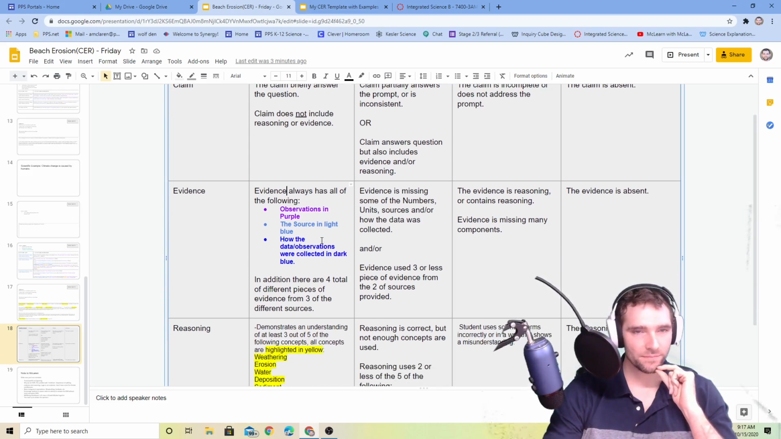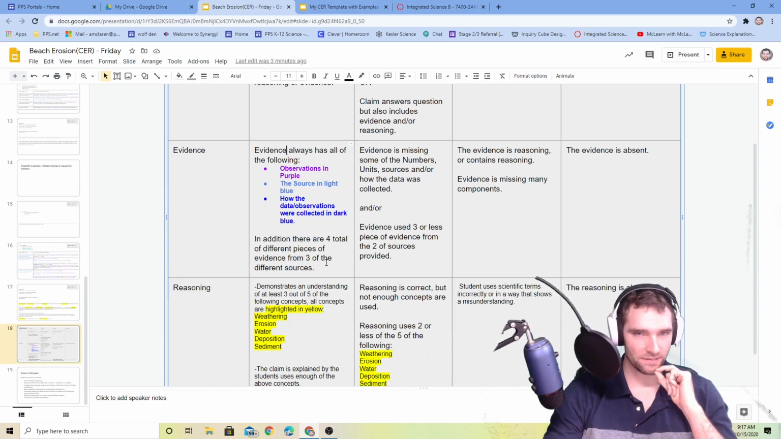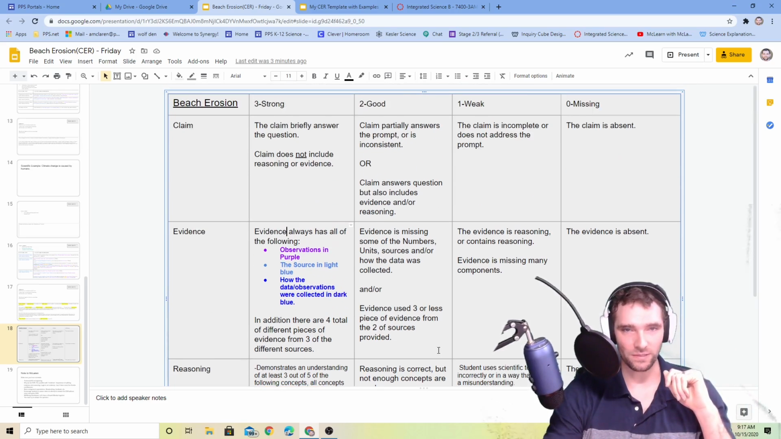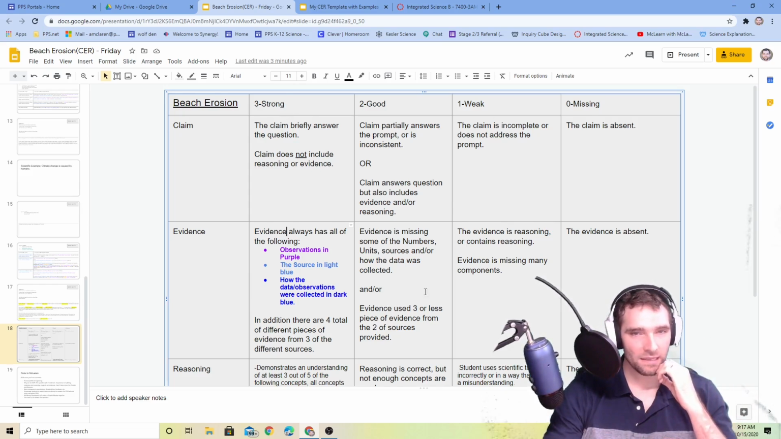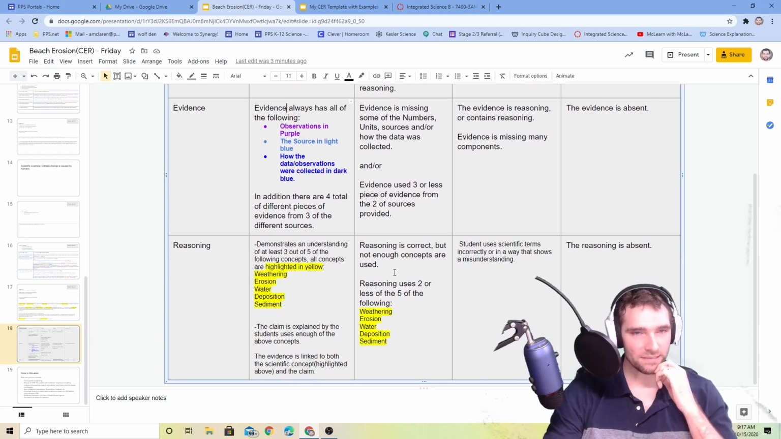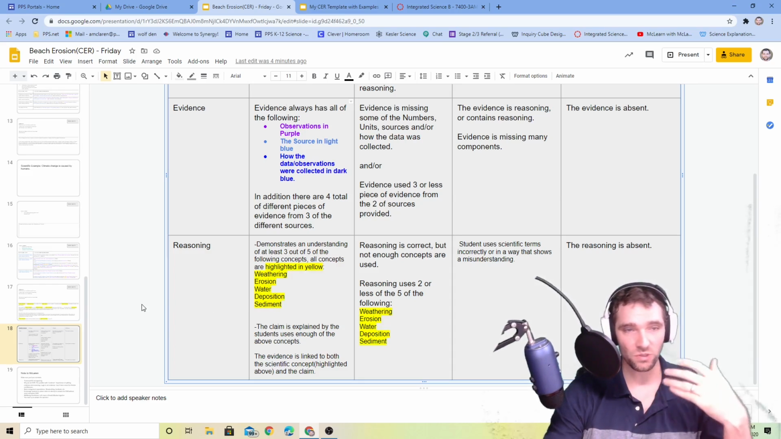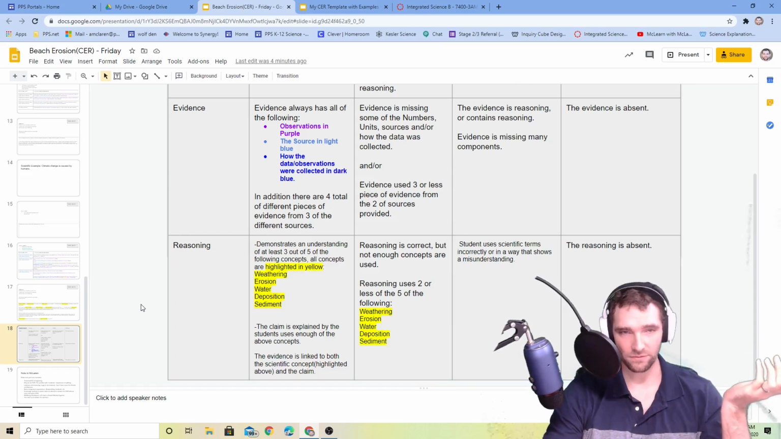There are 3 different sources. And so if you get evidence from 2 of the sources, and you don't get one from a third, that instantly puts you in this category. So you do need to get evidence from at least 3 different sources to be in the strong. And then for reasoning, here are the terms that you should be using: weathering, erosion, water, deposition, and sediment. You should show some understanding of those words.